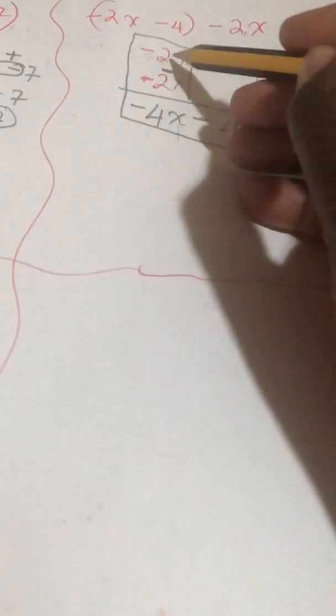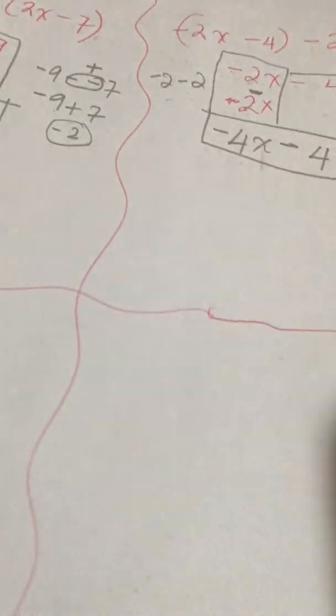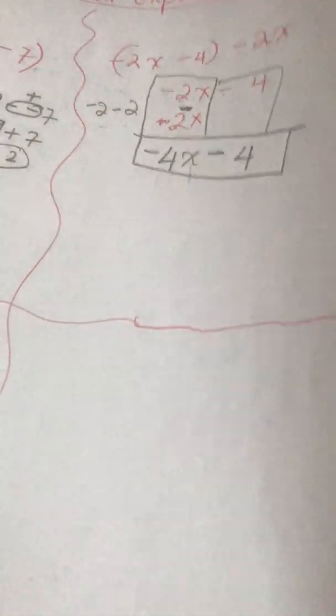This one does not have a friend, bring it down. This one has a friend, you have to solve. Negative 2 minus 2. Negative 2, subtract this 2, okay? Because that's what it is. You will get negative 4x, okay? All right, let's do another example.